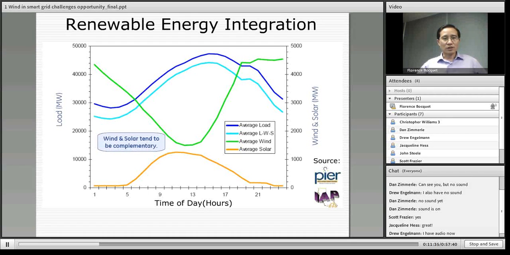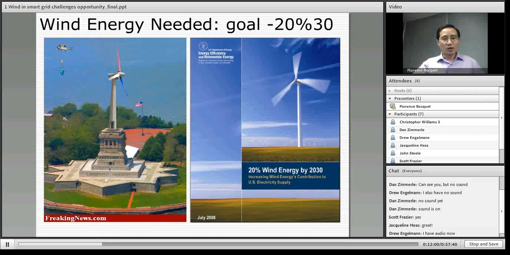Unfortunately, we cannot get such ideal behavior right now from the wind and solar. The reason is because we have a lot of wind, but a relatively lower amount or smaller amount of solar. So that's why we are going to see more and more solar power coming into the grid. So overall, we can achieve a better integration of wind and solar.